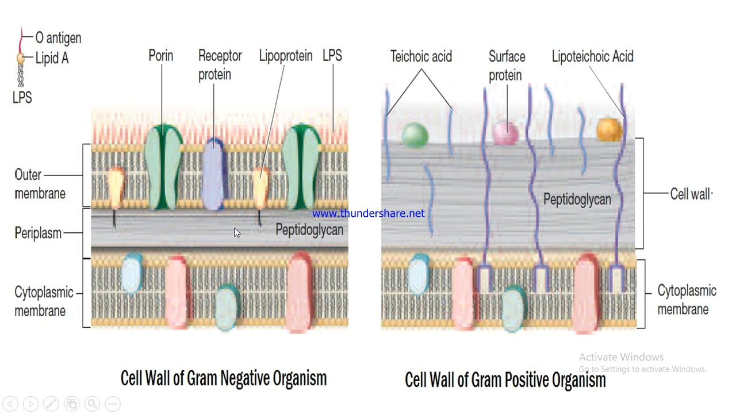becomes colorless. Lastly, when we add the safranin stain, the last stain or counterstain, the safranin dye gets fixed by the peptidoglycan layer of the gram negative bacteria, so it appears pink or red in color. So this is the main principle which lies behind the gram staining procedure.